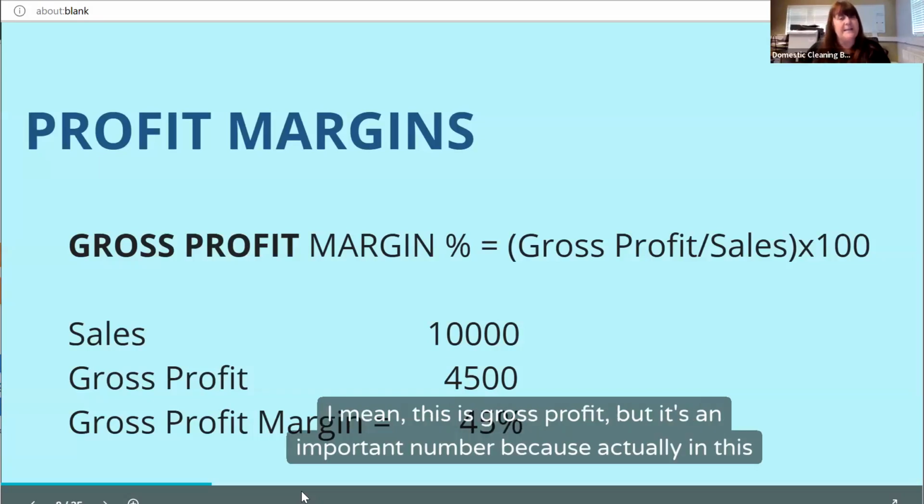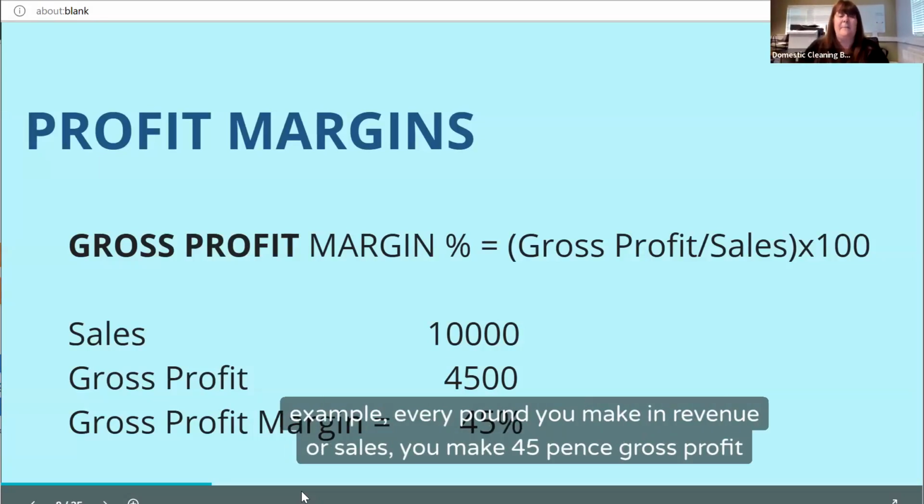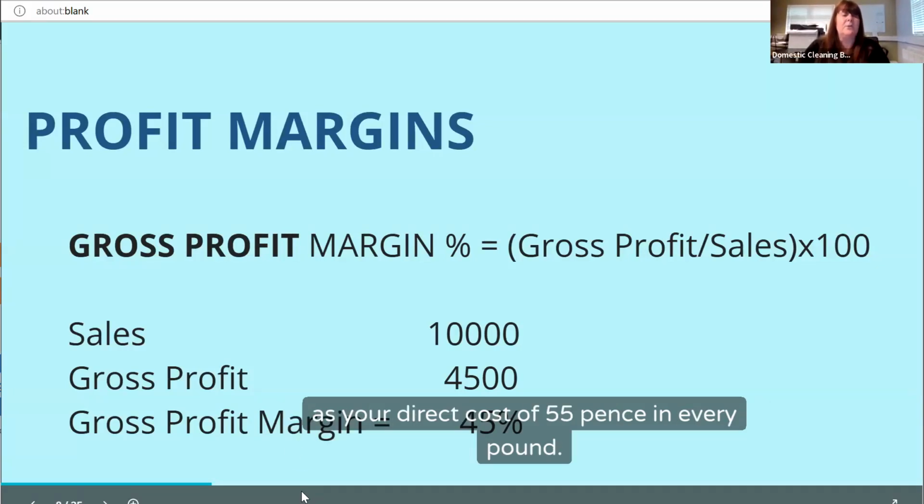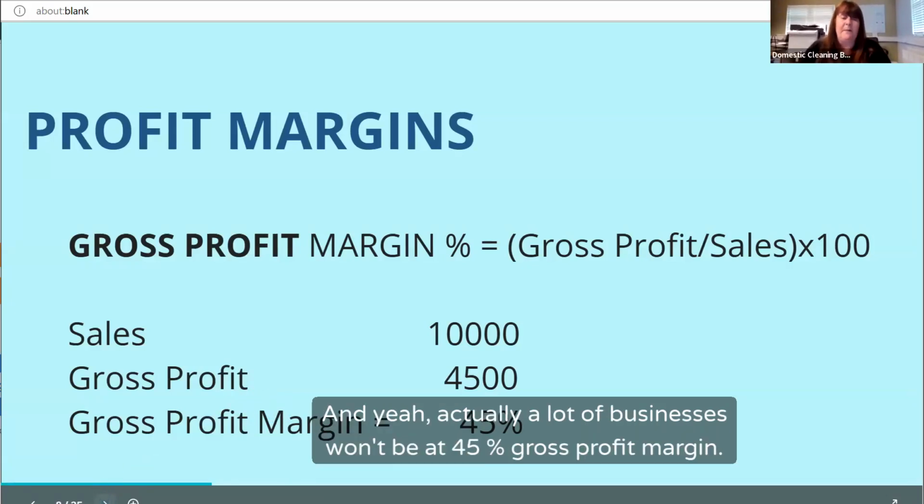Yeah. I mean, this is gross profit, but it's an important number, because actually in this example, every pound that you make in revenue or sales, you make 45 pence gross profit, and 55 pence in every pound goes on your direct cost. And yeah, actually a lot of businesses won't be at 45% gross profit margin.